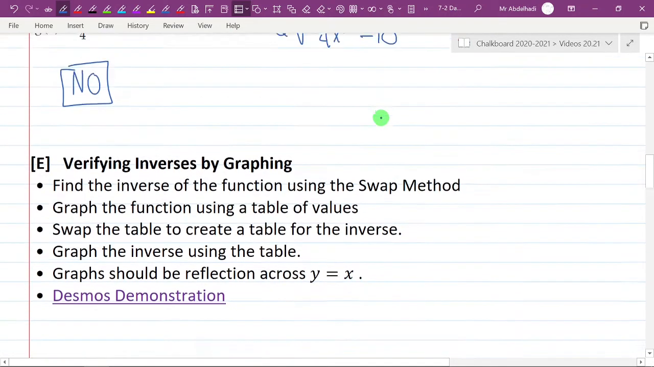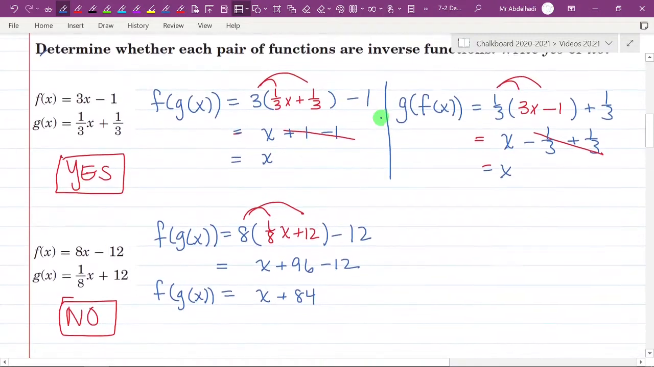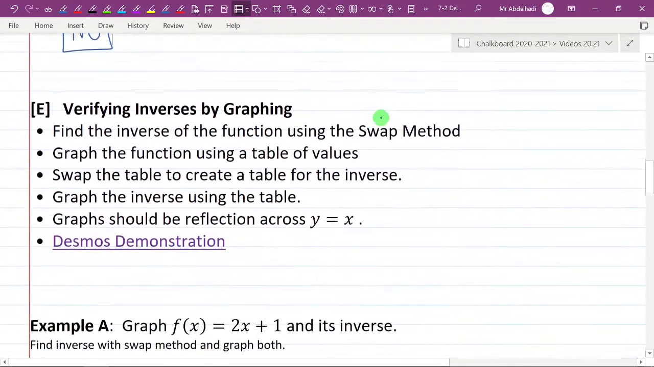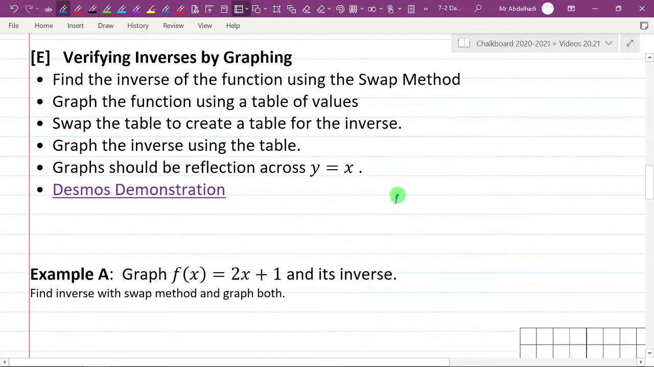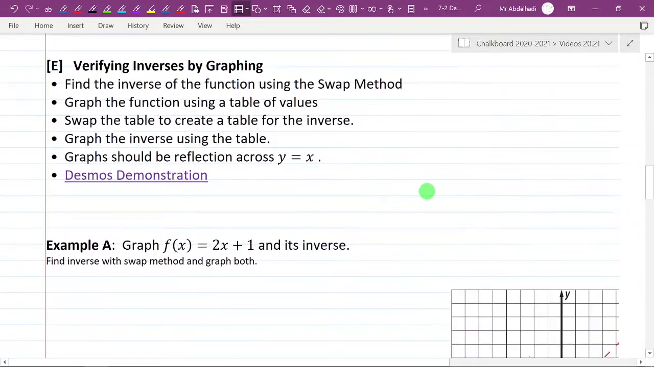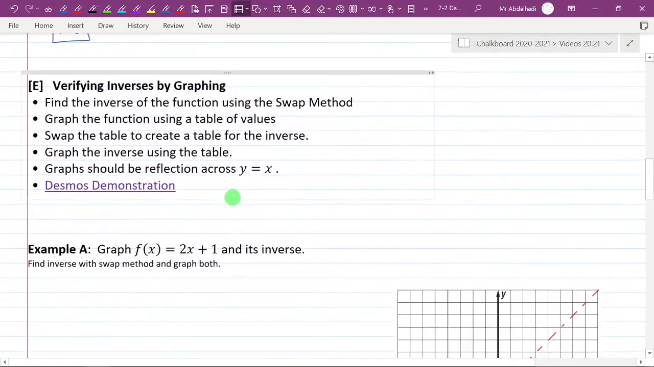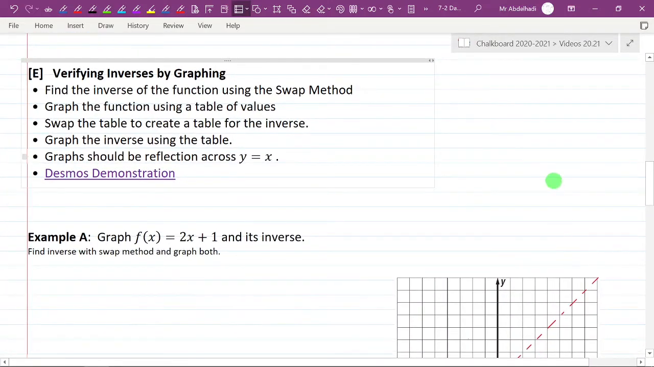Now, we just used composition of functions to verify inverses. All right, and now we're going to do something similar. First, let's understand the idea here. If you have two functions that are inverses, when you look at them on a graph, they will be symmetrical across the line y equals x. So take a look at this.